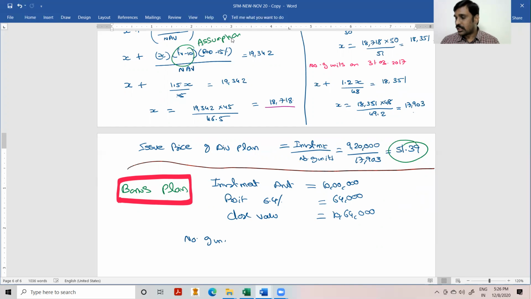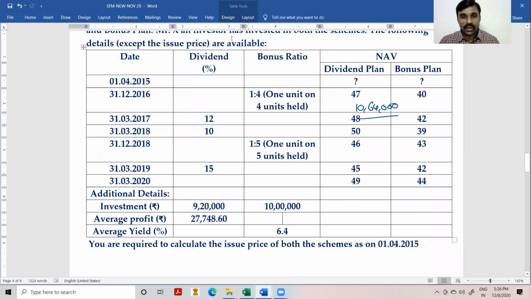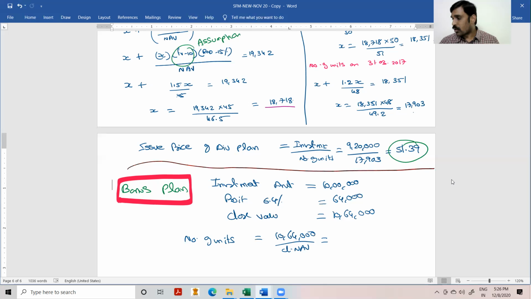Number of units is equal to 10 lakh 64,000 divided by closing NAV. What is the closing NAV? For the bonus plan, 44 is the closing NAV. So 10 lakh 64,000 divided by 44.